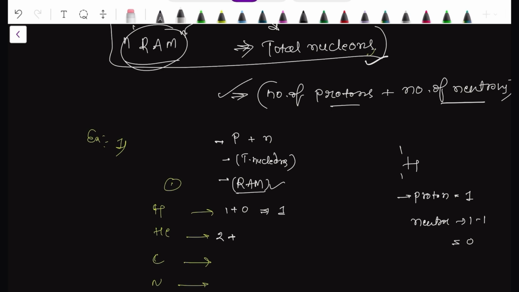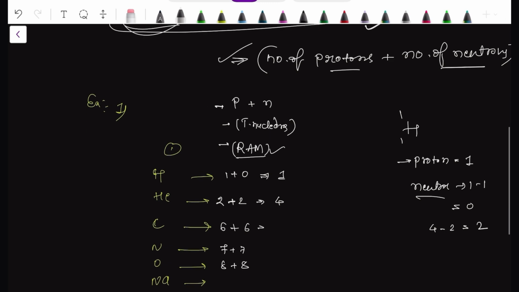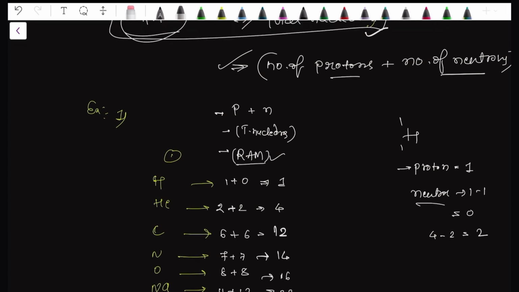For helium here we have 2 protons and 2 neutrons. How are neutrons 2? 4 minus 2, right? 2 plus 2 is nothing but 4 nucleons. 4 nucleons is nothing but relative atomic mass. Carbon 6 plus 6, 12, nitrogen 7 plus 7, 14, oxygen 8 plus 8, 16. Like this we have to find out. But in sodium, 11 protons, 12 neutrons. This is how we find out the relative atomic mass.